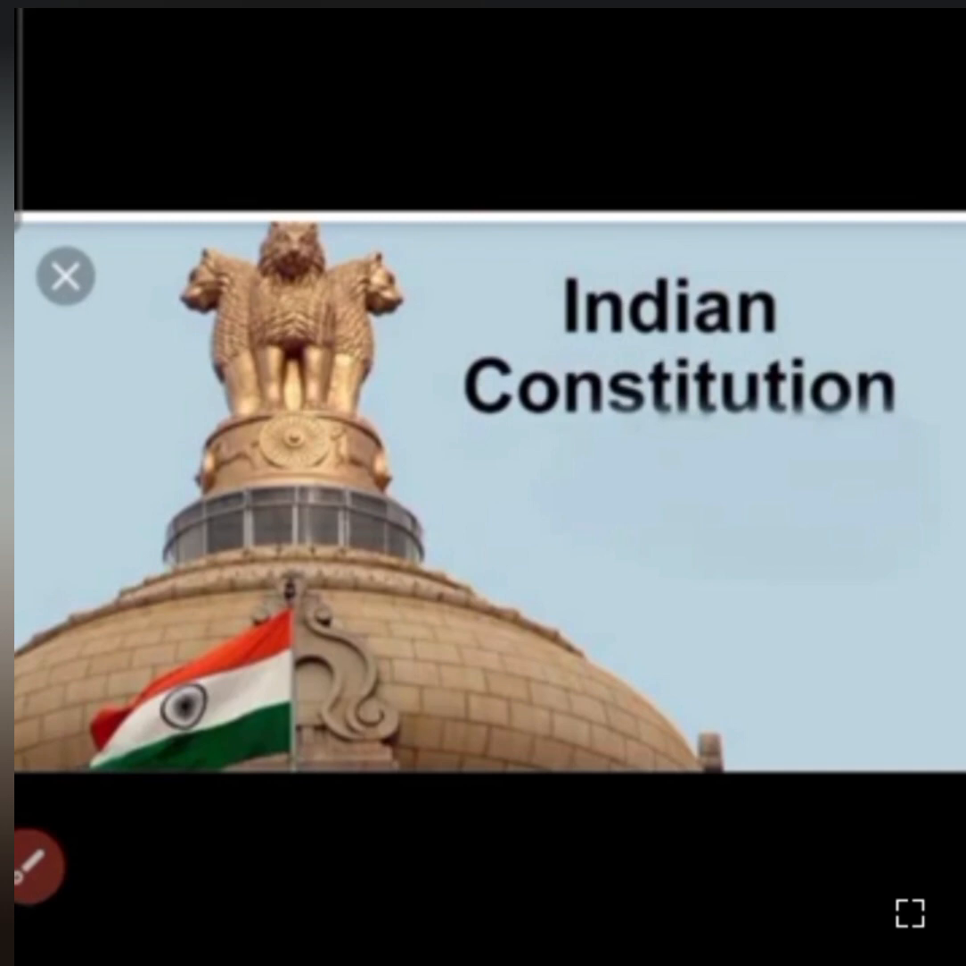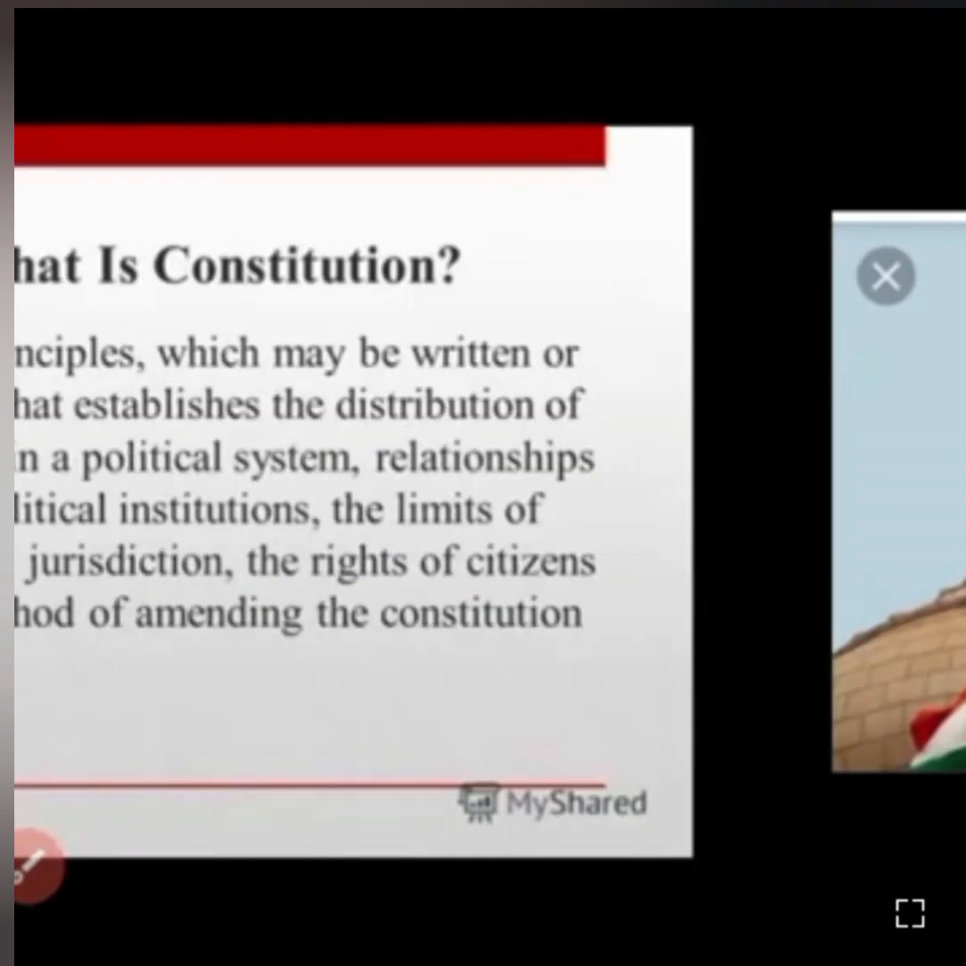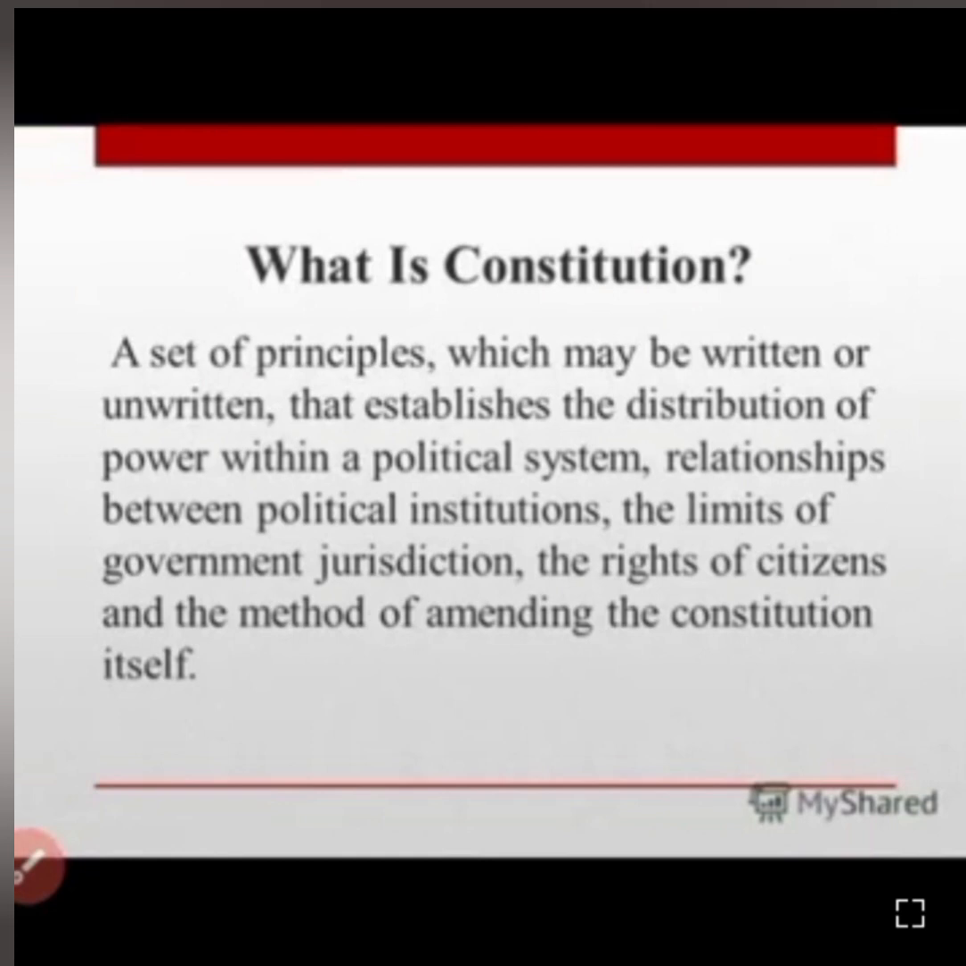Today we are going to begin with the first chapter of your civics, the Indian Constitution. So children, do you know what is a constitution?